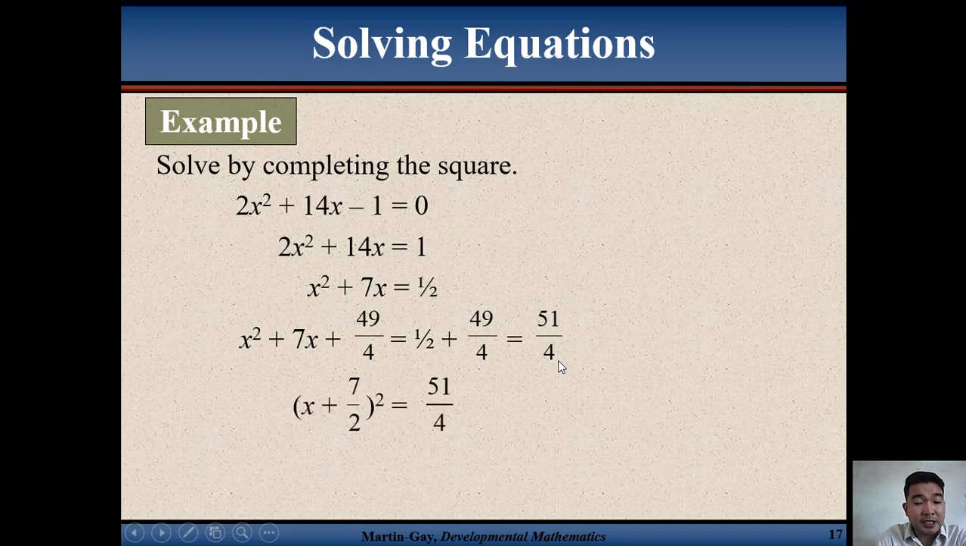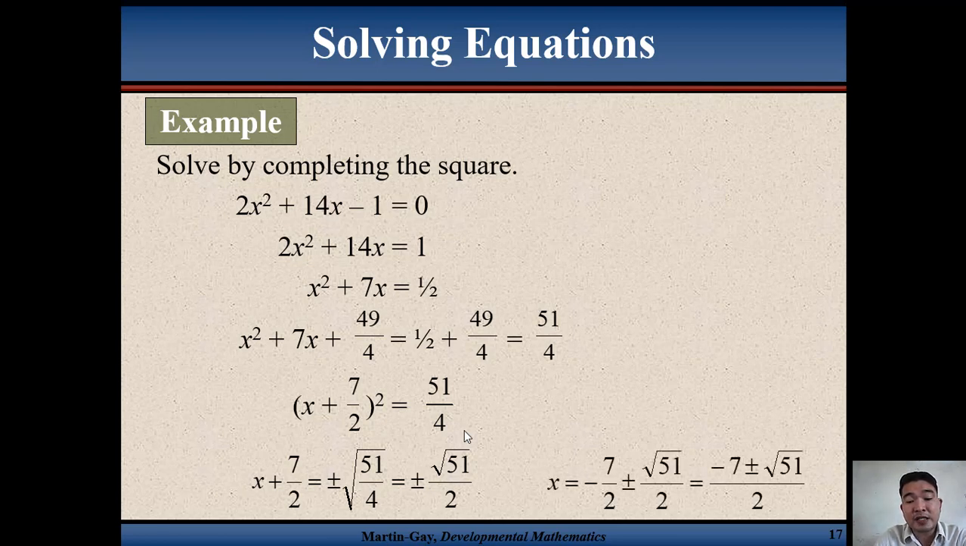And then we factor the trinomial x squared plus 7x plus 49 over 4, and that is the quantity x plus 7 over 2 squared equals 51 over 4. And then we apply the square root property. So you will have x plus 7 over 2 equals plus or minus the square root of 51 over 4. And take note that 4 is a perfect square, so we can eliminate the square root at the denominator. So you will have plus or minus the square root of 51 over 2.